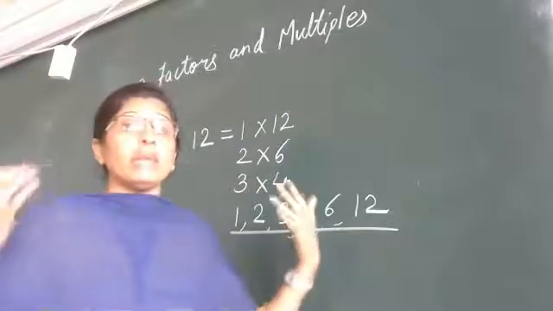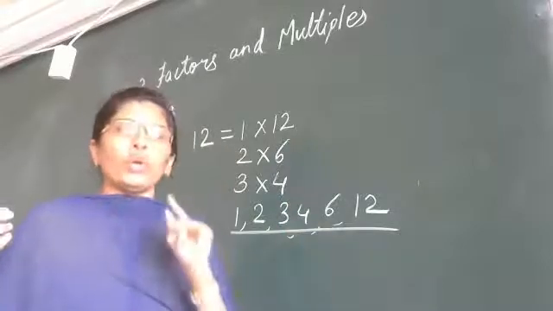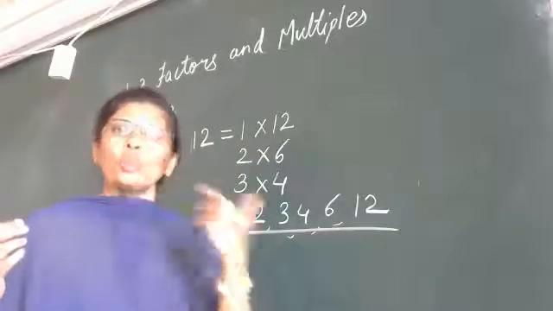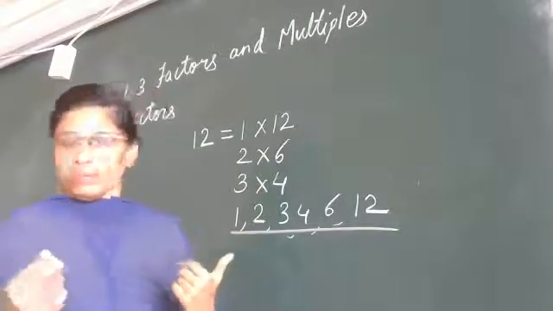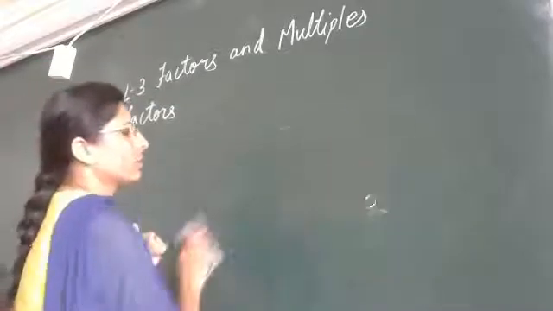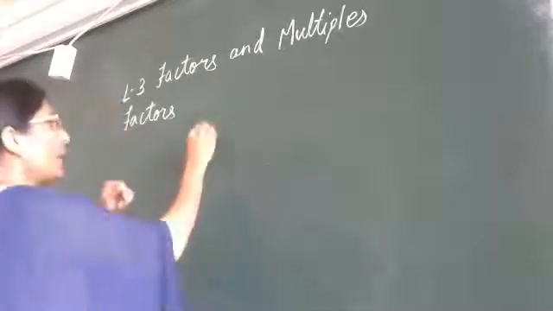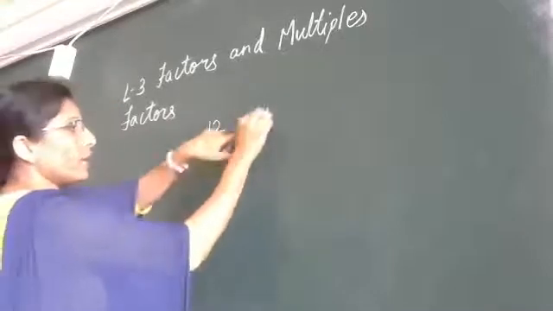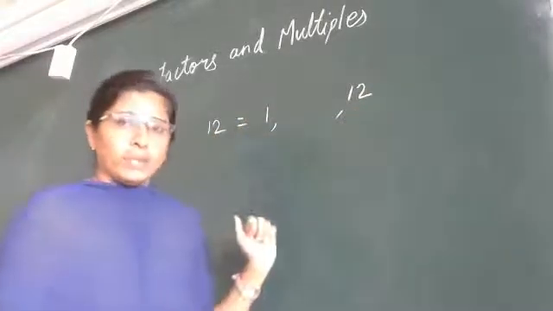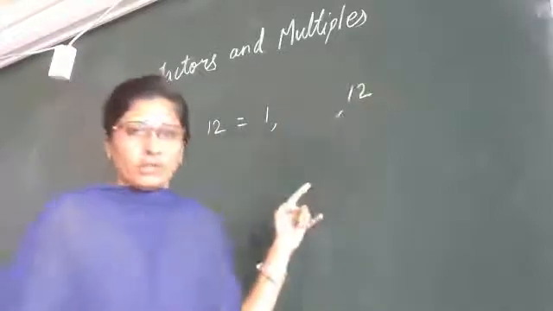Understood? So there will be many factors, more than 2 factors. Not only one, each number has more than 2 factors. Okay. Now, in this example, what we saw is that in 12, 1 is also there and the same number is also there. Yes, so now we will see the properties of factors.